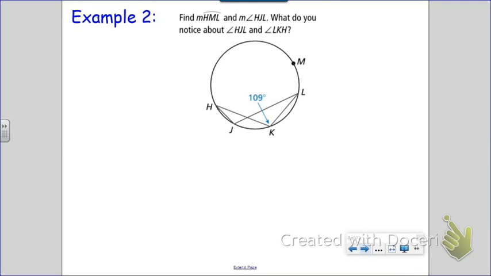The measure of arc HML has a measure of twice as much as 109. So if we double 109, it's 218 degrees. Arc HJL, angle HJL, that is, first, angle HJL has the same arc, so it's congruent, 109. So the angles are congruent.